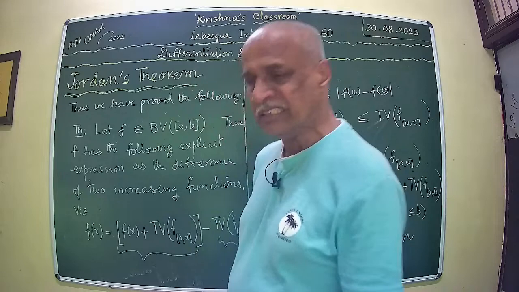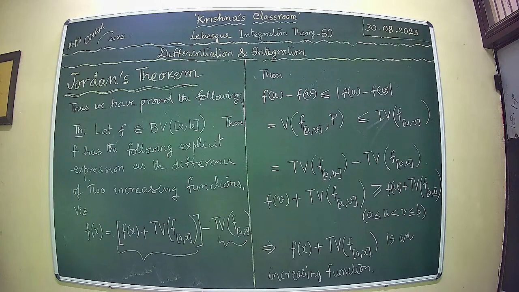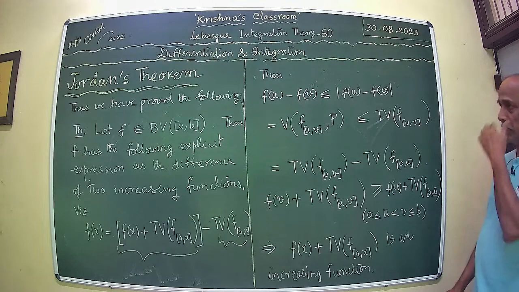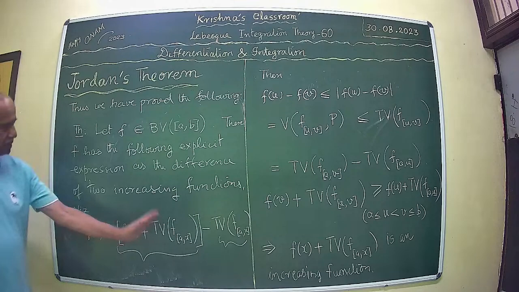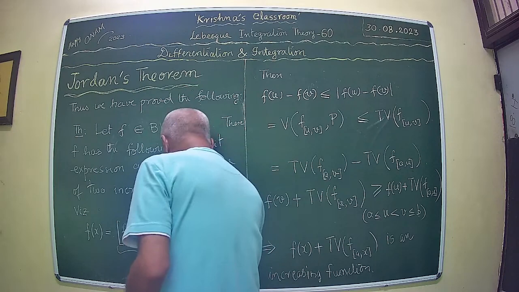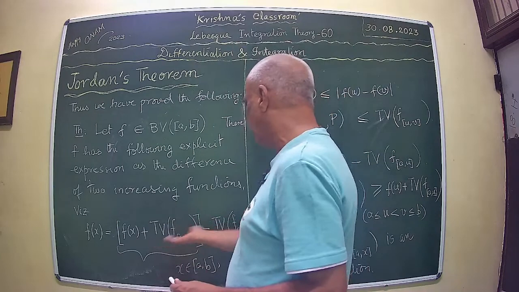Now, the natural question that you ask is, suppose a function can be expressed as the difference of two increasing functions. Does it mean that it is a function of bounded variation? So, one side we have proved that every function of bounded variation can be expressed as the difference of two increasing functions. And what we proved here is that f(x) plus the variation V_a^x is an increasing function for x belonging to [a,b]. If you want you can call it g(x) and h(x).